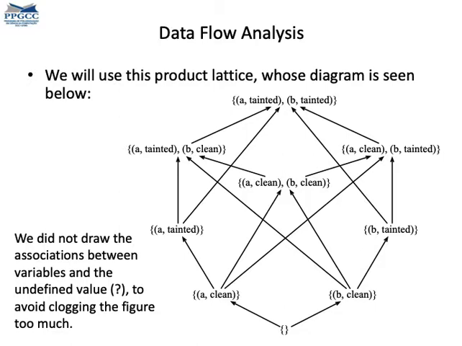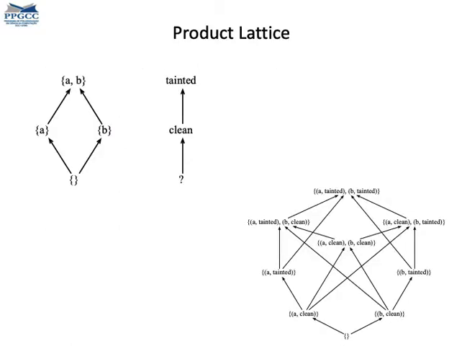So basically, we'll be working on this lattice. This lattice is formed by sets of pairs. These pairs are formed by a variable and its abstract state. This lattice is actually the product of two lattices. The first contains the variables in the program, here, and the second contains only three elements: tainted, clean, and undefined. Tainted is larger than clean, which is larger than undefined. Notice that when we visualize the product lattice, whenever a variable is undefined, we simply don't write it.